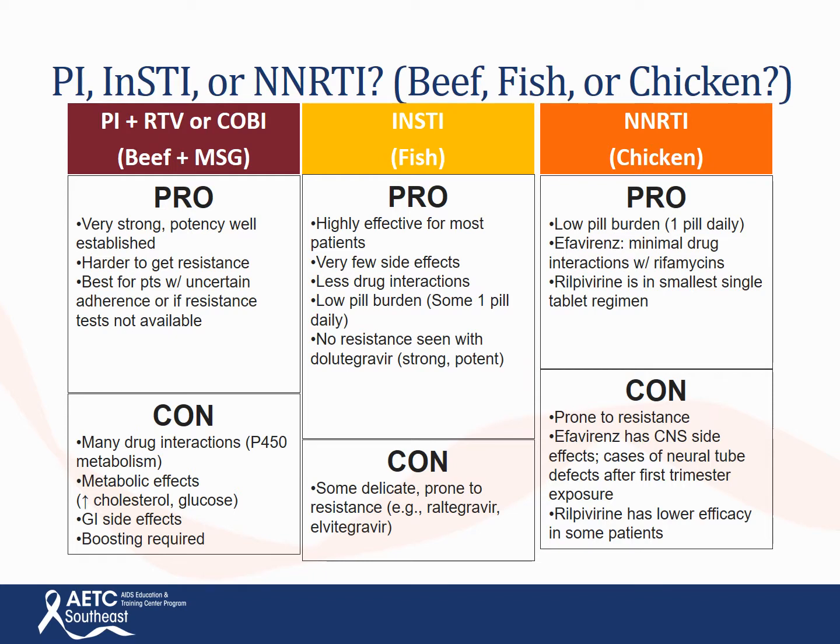So PIs with ritonavir or cobicistat are like beef enhanced with MSG. Just like beef, PIs are very strong and very potent. It's difficult to become resistant to protease inhibitors. And recall that these regimens are best for patients with uncertain adherence or if resistance tests are not available. However, just like beef, PIs have some metabolic effects. They can raise cholesterol or worsen diabetes.